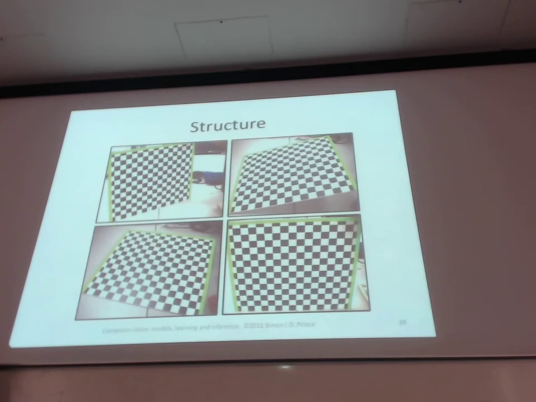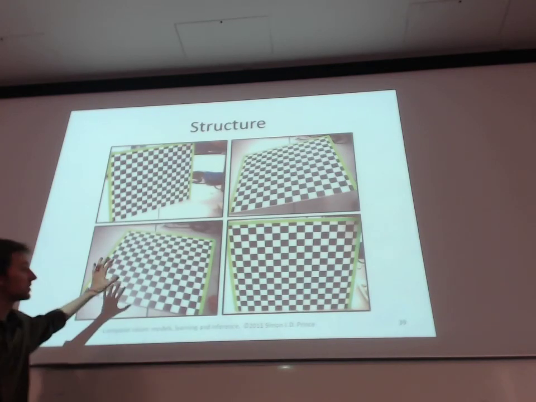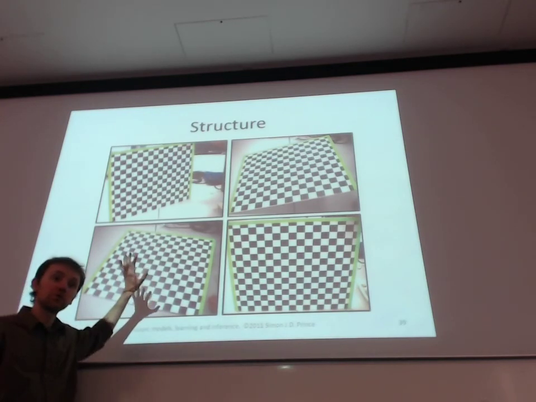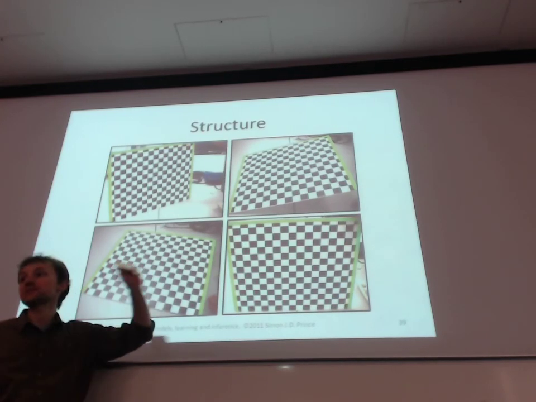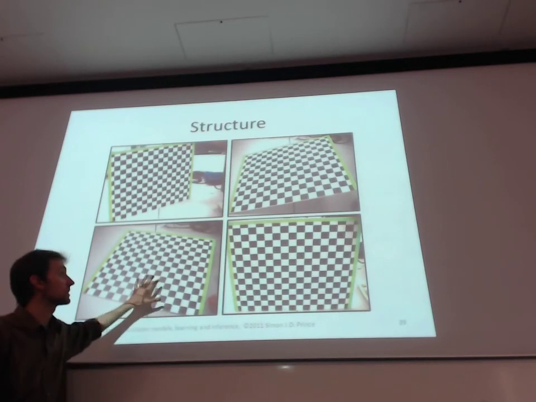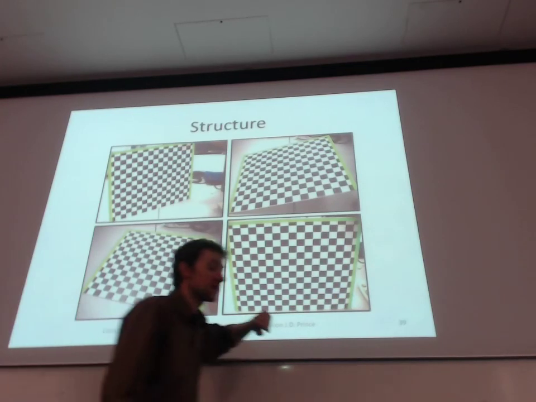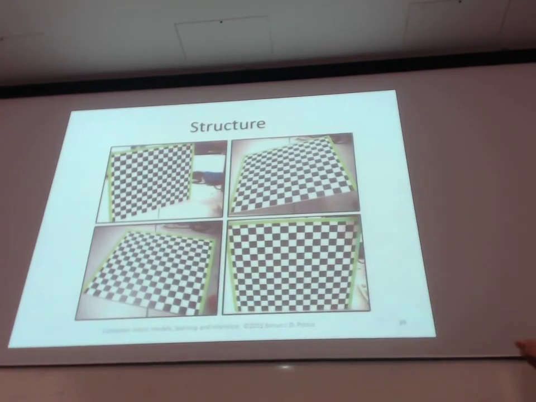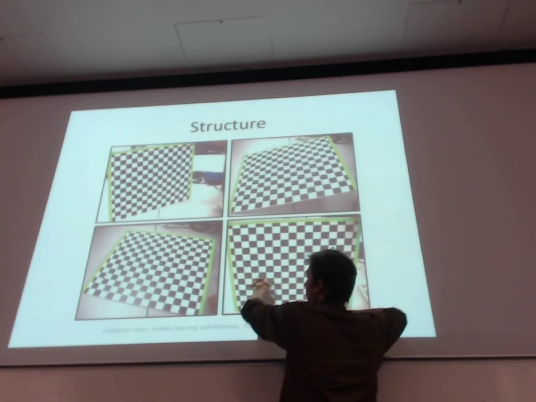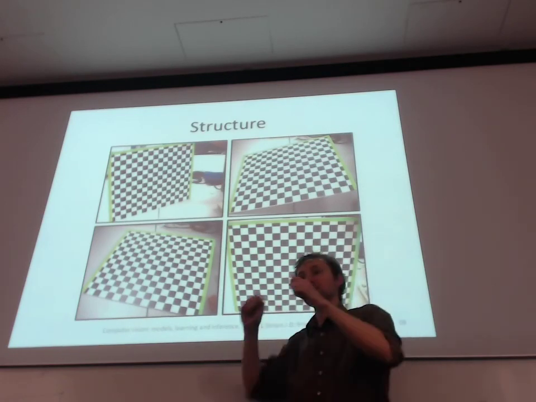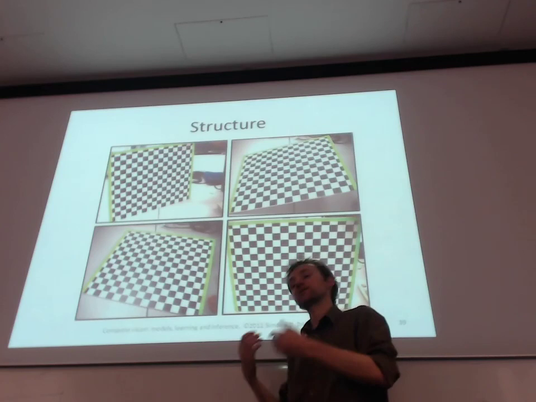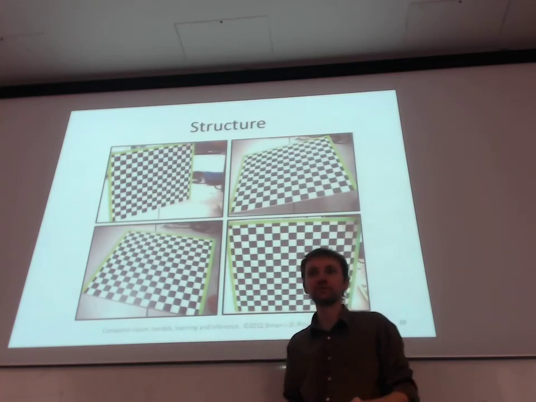But the intrinsics are staying the same. So yes, we have a slightly bigger problem to solve, but the more different versions of this board that we see, the more constraints we have overall for the intrinsic side of things. And this is the way it's normally done, and this is the way we do it in the first or second lab of computational photography, because it's very easy to manufacture a completely planar surface, and it's easy to get out the ruler and measure how wide the squares are, and it's important to measure how tall the squares are, because squares coming out of a printer aren't always square.